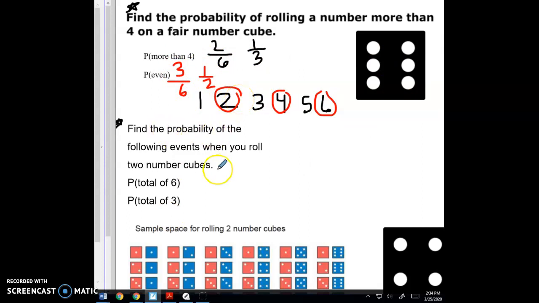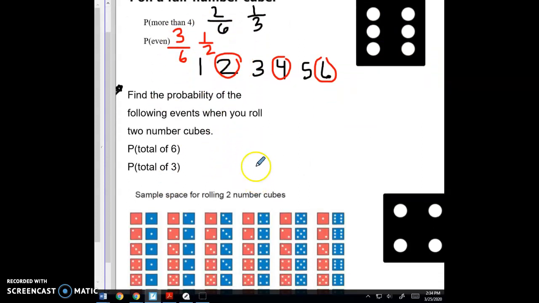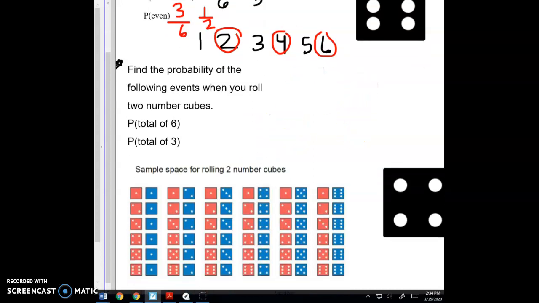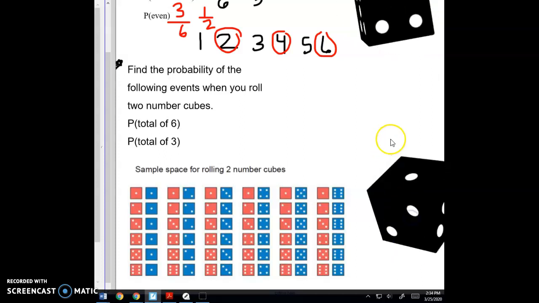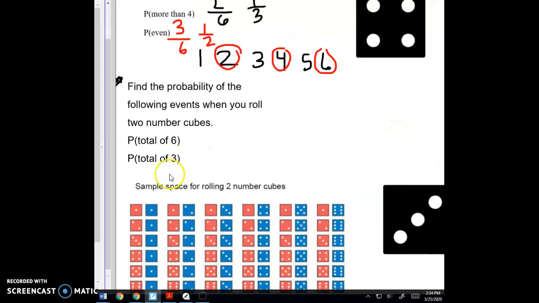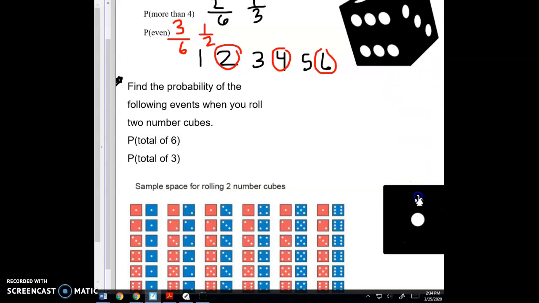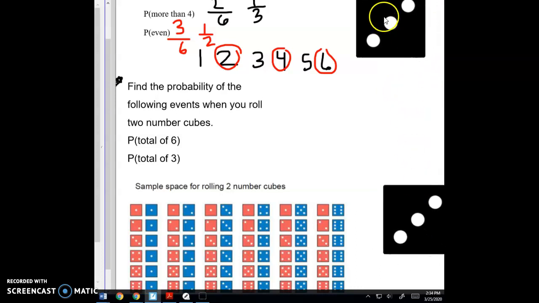Okay? Now we're going to talk about if we roll 2 dice, not just one. We've got this one and this one together. And we're saying find the probability that if you roll these 2 dice that you get a total of 6. So I roll these 2 and I do 4 plus 3. 4 plus 3 is 7. That's not 6. I roll the 2 dice. Ooh, 3 plus 3 is 6.